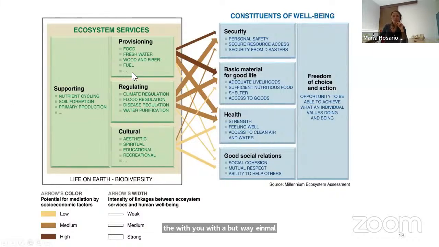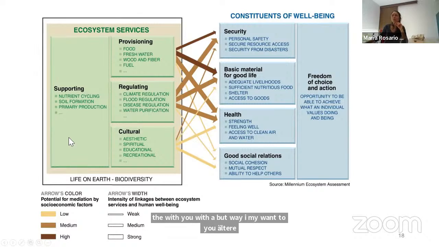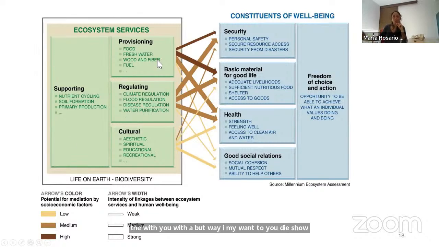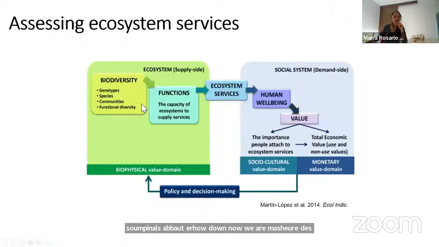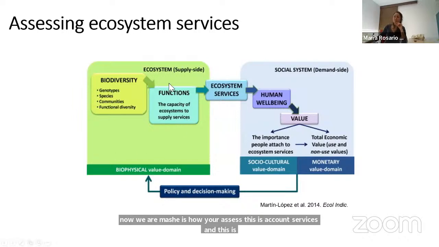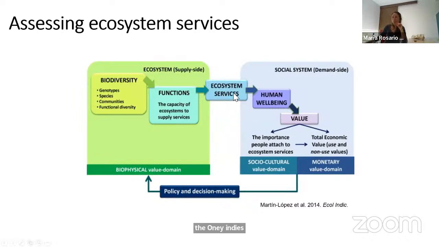And I wanted to show something else about how we now measure this, how we assess these ecosystem services. This is shown in this other figure, where we are representing the ecosystem services here in the middle as a link from the ecosystem to the social system. I wanted to highlight the three different dimensions of how we can understand or assess this concept of ecosystem services.